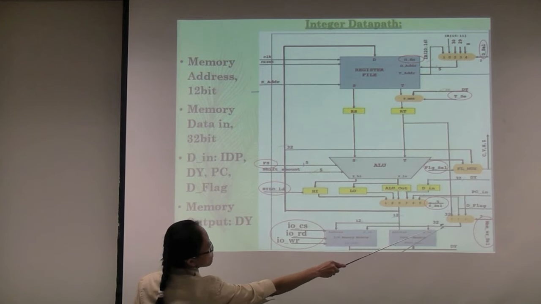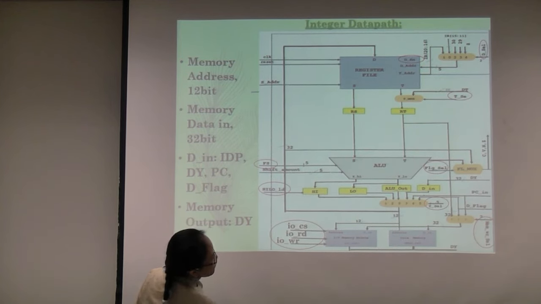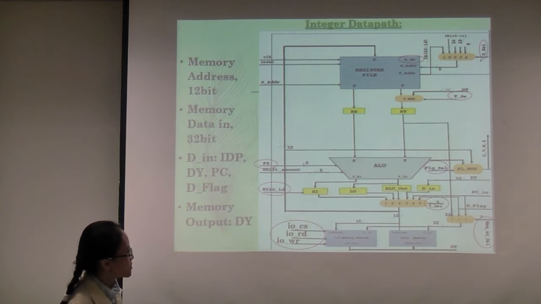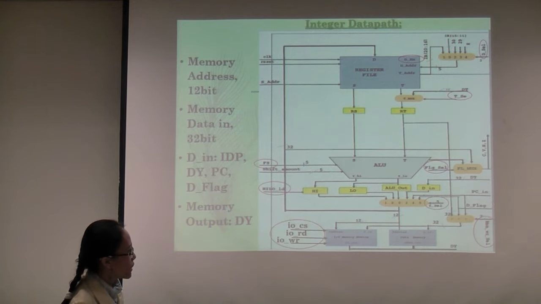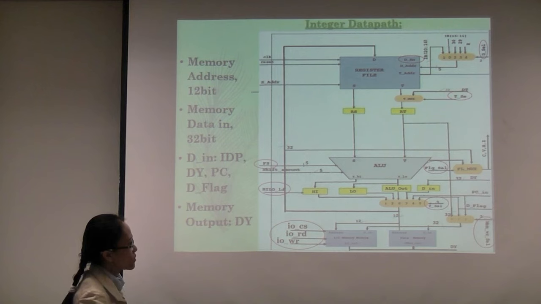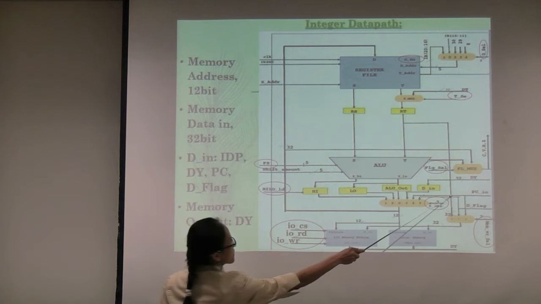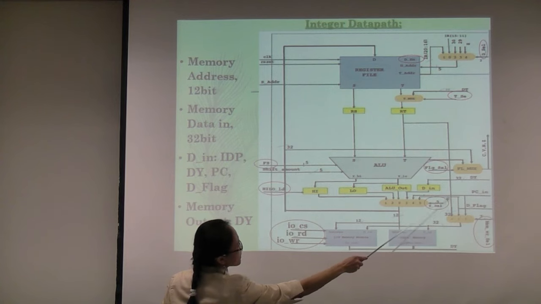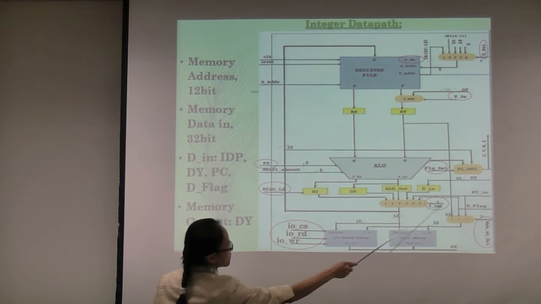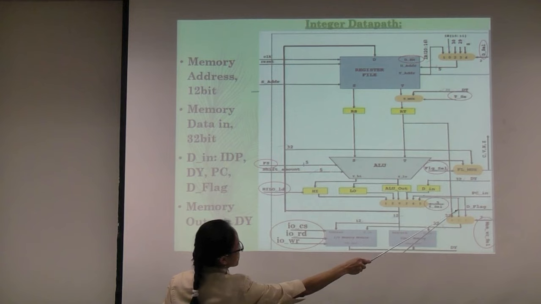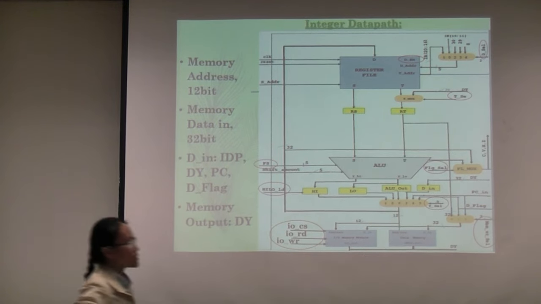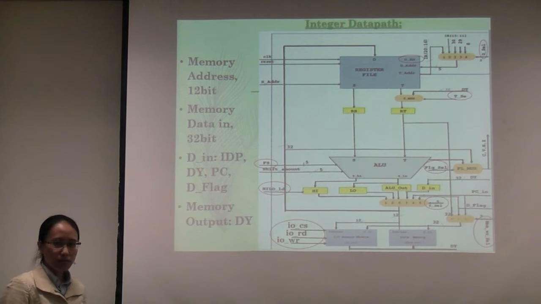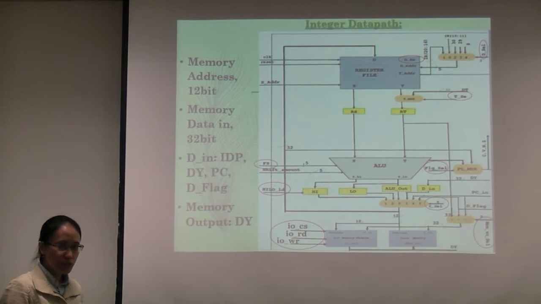This is the input from, actually, I guess this, no, actually it's wrong. I think one is from the PC and the fifth one is from the D flag right here. What's D flag? D flag is the input of flag data from the flag register.